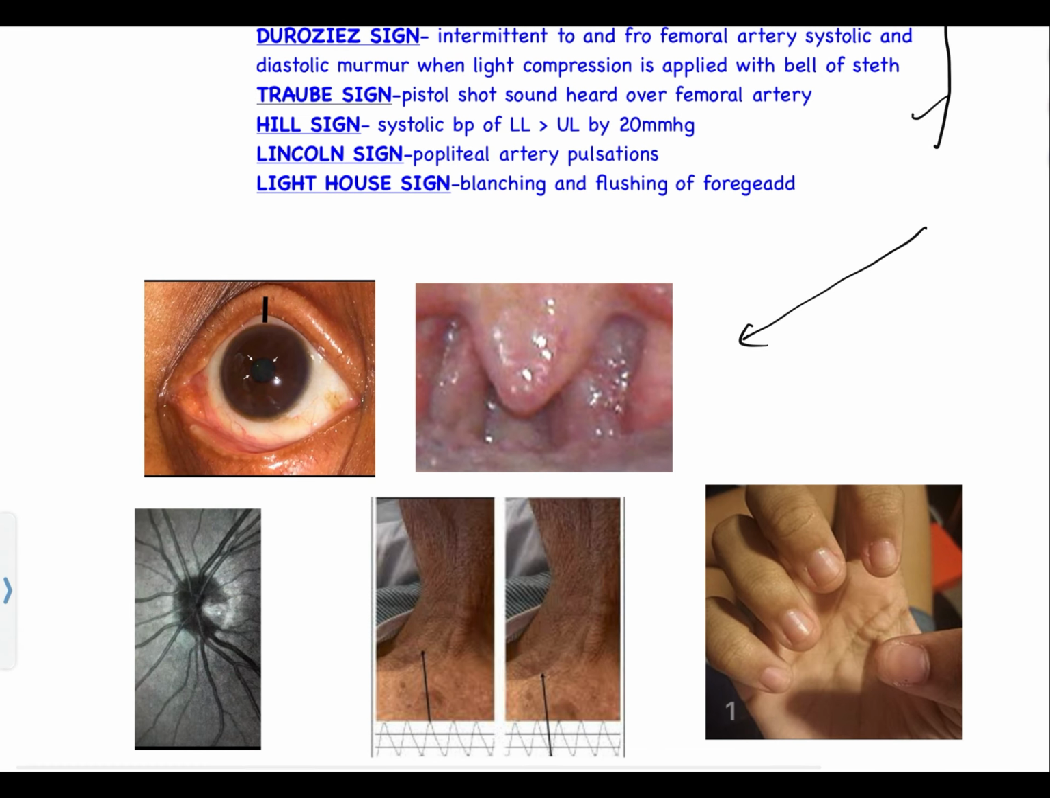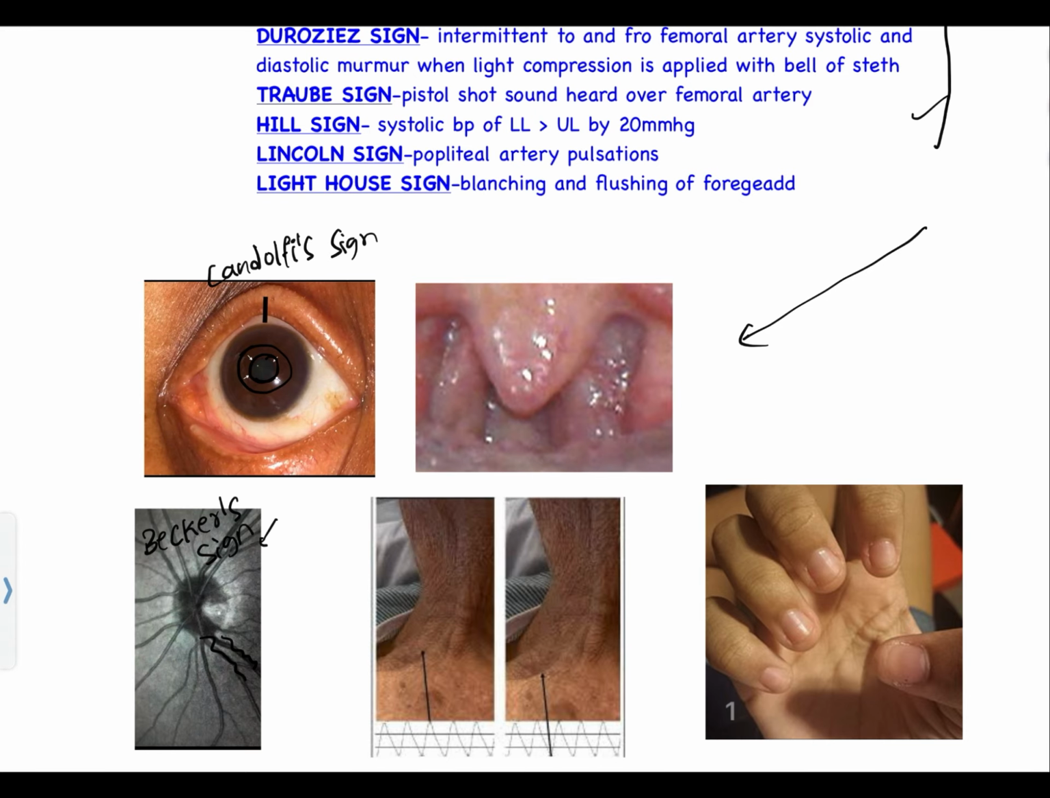So in this image we will see there is alternating constriction and dilatation of the pupil, which is called Landolfi's sign in the eye. And in this image there are retinal artery pulsations with heartbeat seen on fundoscopic examination. This is called Becker's sign.